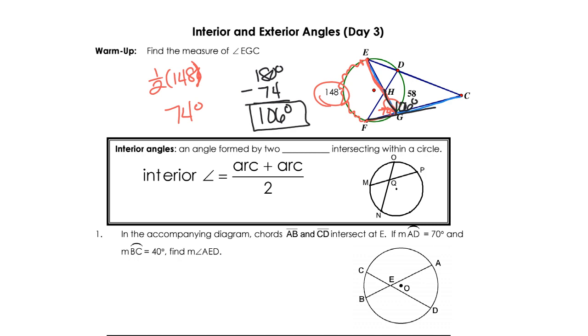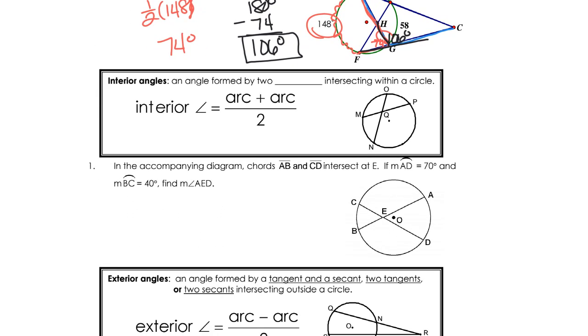All right, coming down here, we have interior angles. There is a third type of angle. It's an angle formed by two chords intersecting within the circle. So when this chord and this chord intersect, they form 1, 2, 3, 4 interior angles. Not inscribed. That's a different kind of angle. The formula for here is arc plus arc divided by 2.